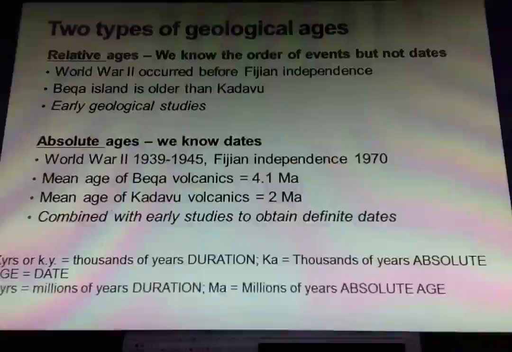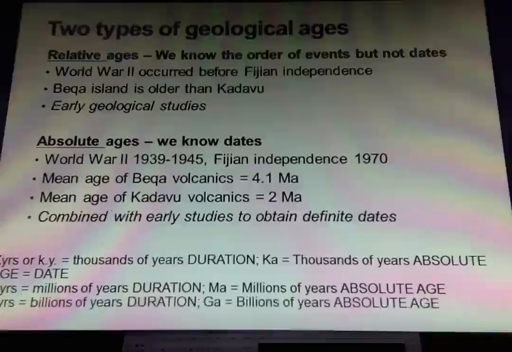Same for MYRS or MY, millions of years, a duration, and Ma, millions of years before present, an absolute age. GYRS or GY, billions of years, duration. Ga, billions of years, absolute age. Ga, billions of years before present, Ma, millions of years before present, Ka, thousands of years before present. So exact dates, absolute dates.